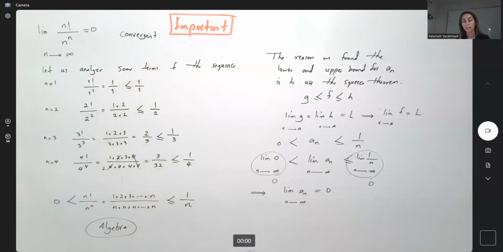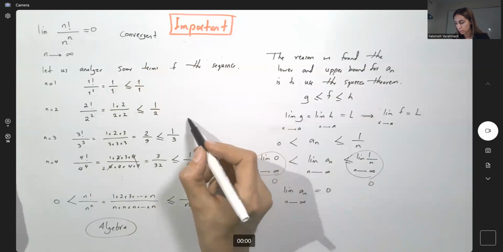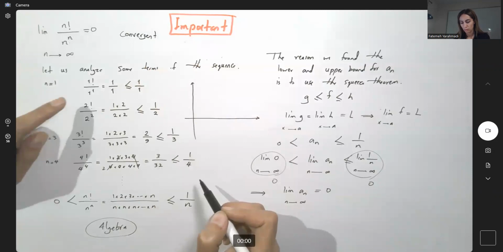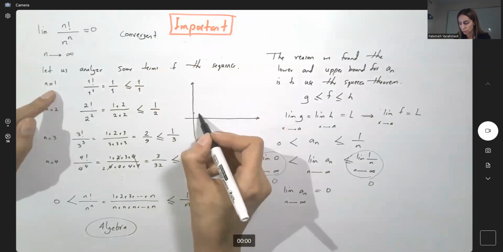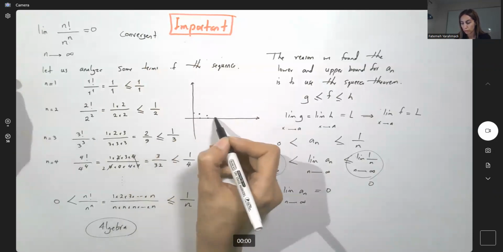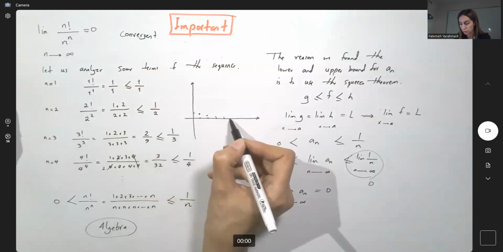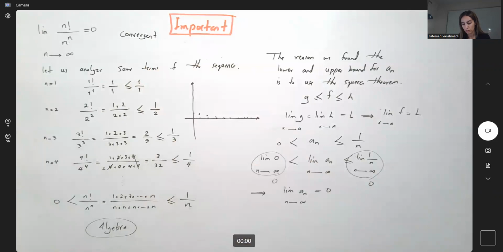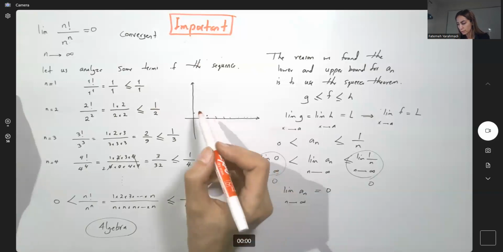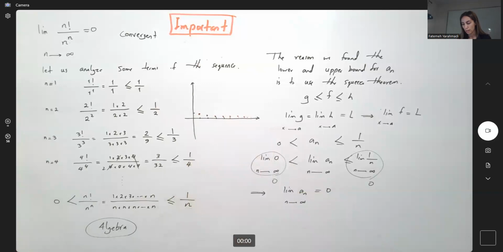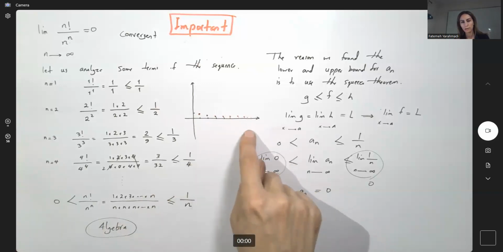You could graph this and visualize the behavior as well. Take a look at the graph. When n is 1, you have 1. When n is 2, you have a half. When n is 3, you have 2 over 9, which is going to be very close to 0. So this is the behavior of the graph. It's basically approaching 0. What we did, we squeezed this from above by 1 over n, and from below by 0.